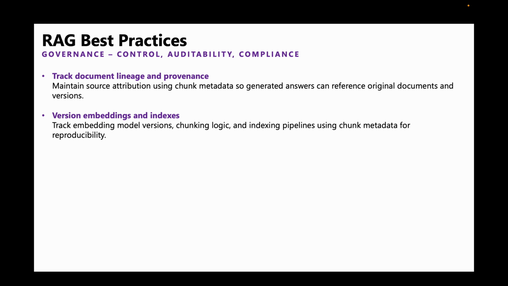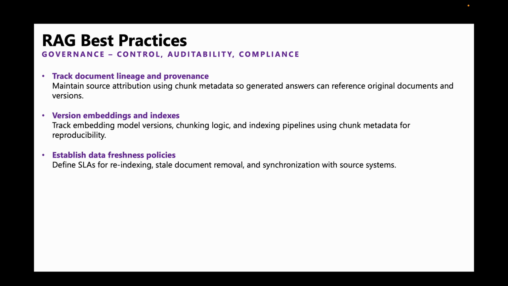The second guidance is to version your embeddings and indexes. Organizations should track embedding model versions, chunking strategies, and ingestion pipeline versions using metadata on the chunks. They should also version the indexes. This will help teams diagnose any changes in the retrieval quality and safely roll back updates when needed.